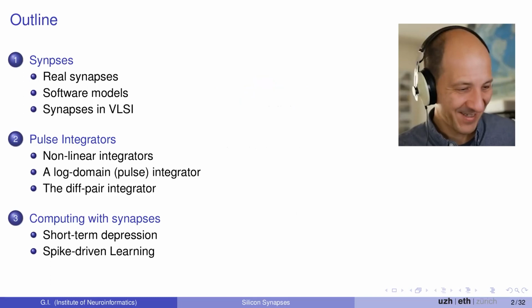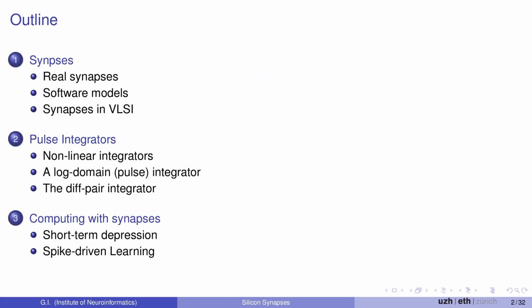And the plan is to go over a sort of background on what synapses are, what they do, what the models are, and then the circuits. Look at the details of different linear circuits that integrate pulses. That's what synapses do. And then show some examples of nonlinear properties of synapses and the circuits that implement them as well.